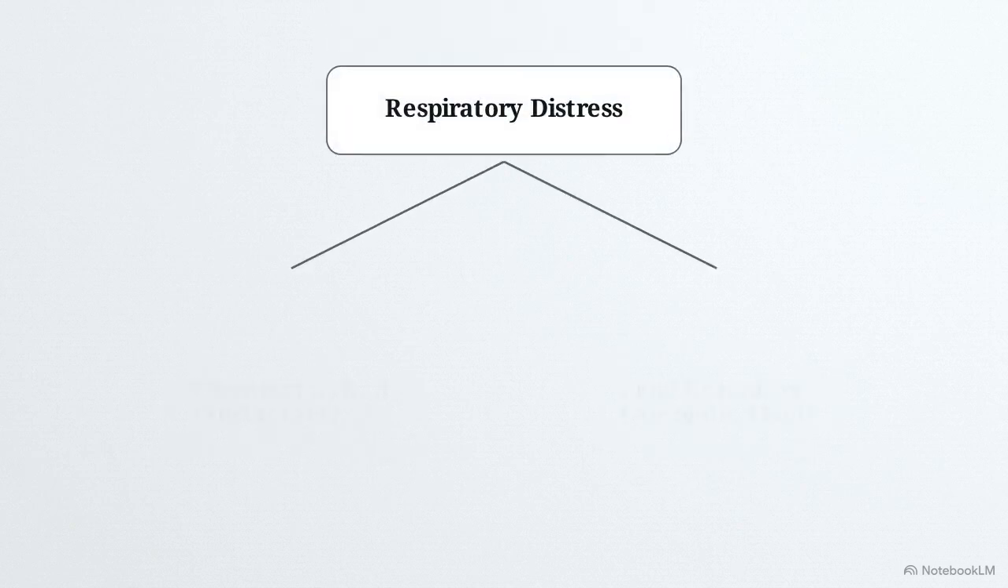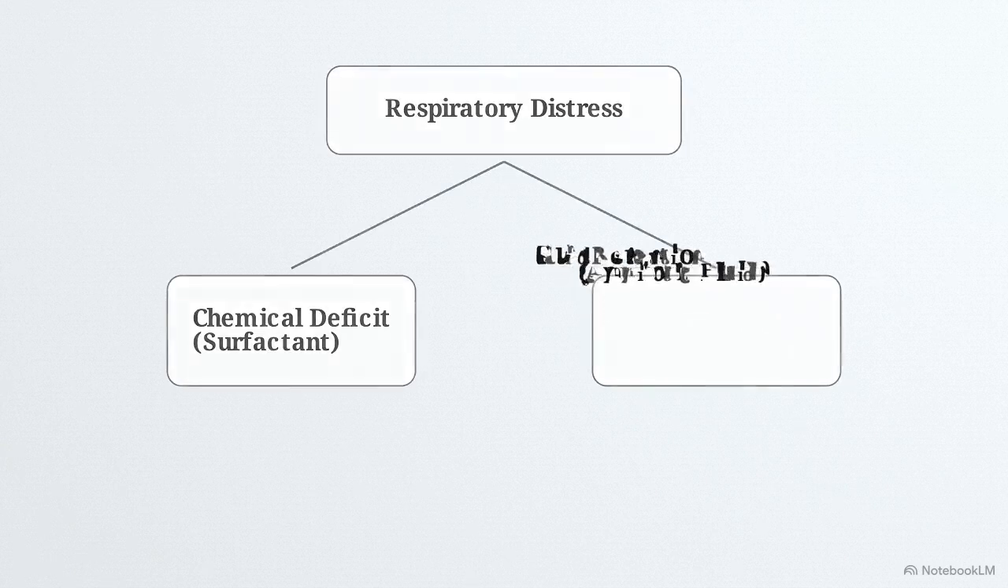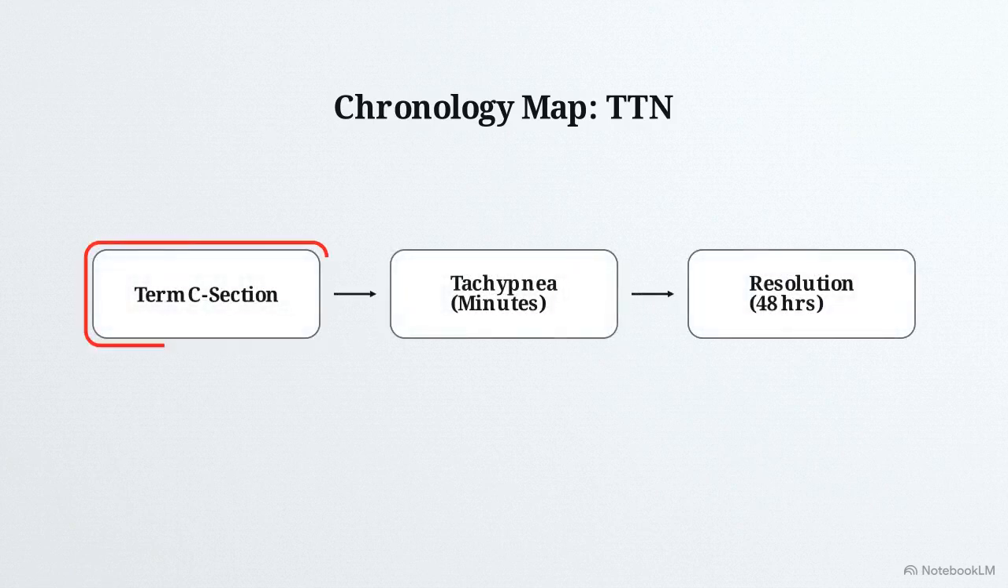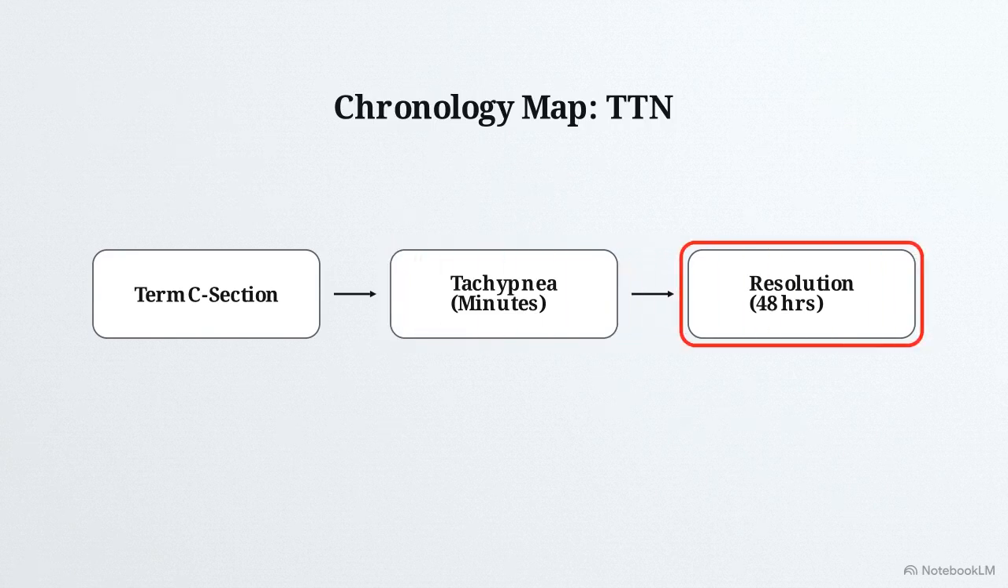This splits into two distinct mechanical failures: a deficiency in surfactant, or a failure to clear fluid. This chronology map outlines transient tachypnea of the newborn, or TTN. It strictly follows term C-sections because the infant misses the physical thoracic squeeze of a vaginal delivery. Tachypnea begins within minutes and typically resolves by 48 hours. We triage these lung mechanics failures on a specific scale.